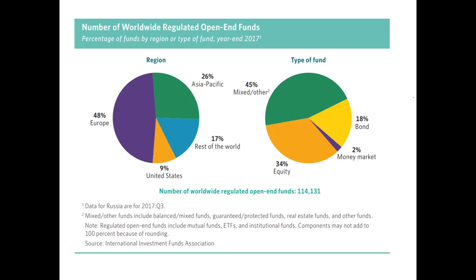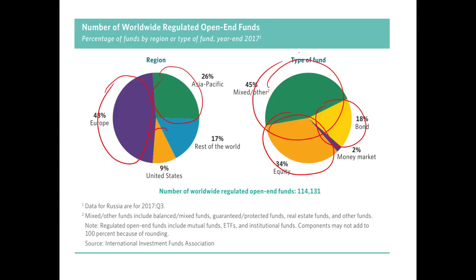If we take a look at the number and types of funds around the world, if we look at the region, you can see that Europe has the highest number, followed by Asia Pacific. The US is down here at about 9%. In terms of the type of fund, stock mutual funds or equity funds are only about a third of the total. Bonds are about 20%. And then you have this giant group called a mixed group.